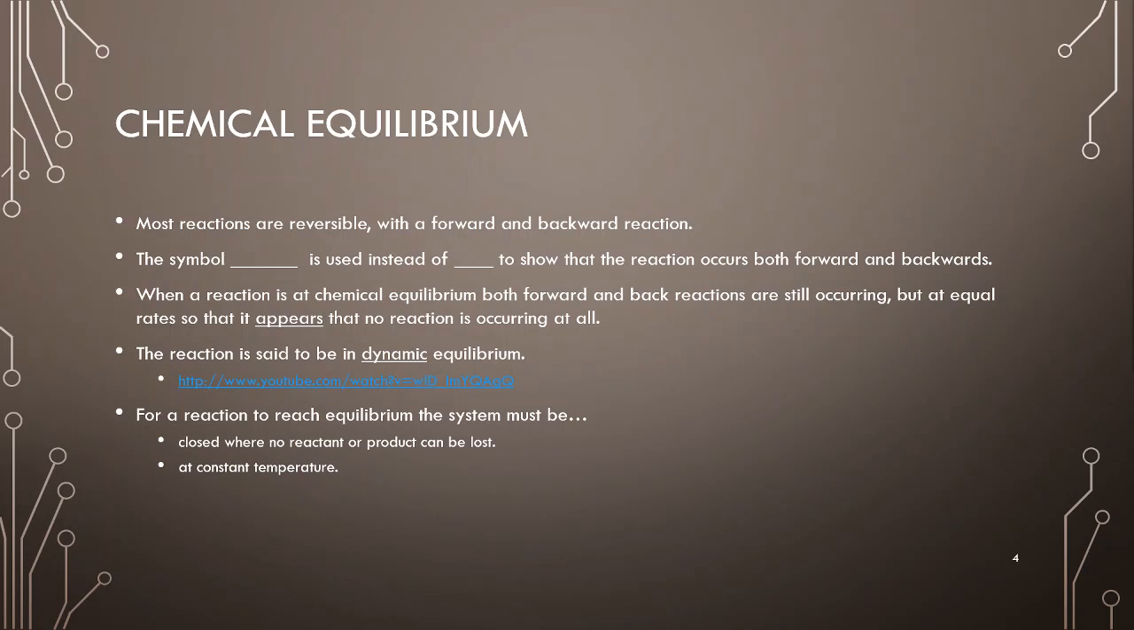So, last summary there. For a reaction to reach equilibrium, the system must be closed, okay, where no reactant or product can be lost, and also at constant temperature. Now, if you change the temperature, equilibrium will definitely shift in either direction. Okay. So if you want the system to reach equilibrium, it needs to be at constant temperature.